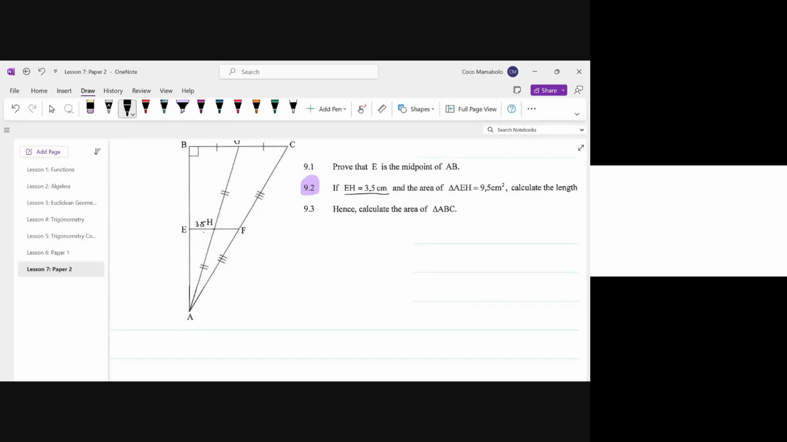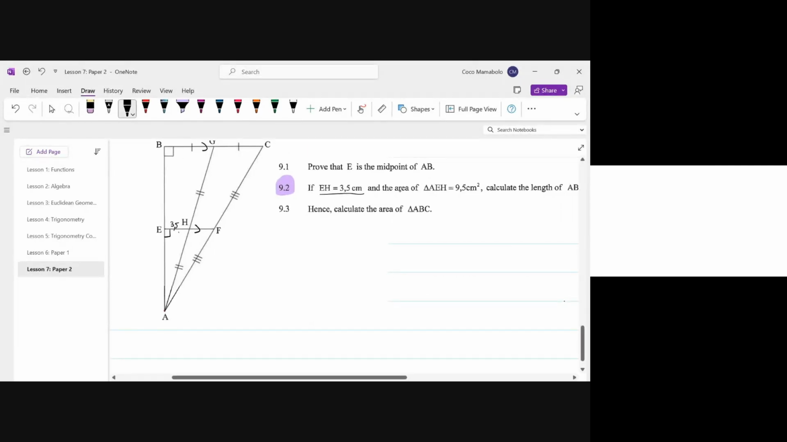By the way, what is the size of the angle over here? I'd like to remind you that in 9.1, we just proved that that is parallel to that. So what is the angle that we're looking at over here? It's a 90-degree angle. Good. All right. So that's 90 degrees. We know that EH is 3.5 centimeters long. It says here, the area of triangle AEH is 9.5 centimeters squared.